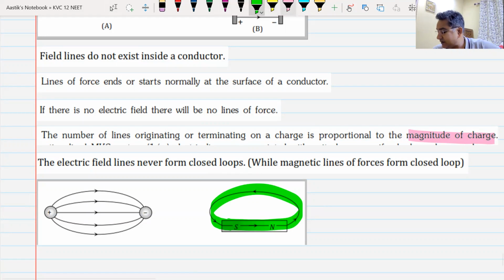But electric field lines are not in a loop. They start from one point and end on the other point. They start from a positive charge and end on a negative charge. Do we see this? That is what I mean by open loop and closed loop. Do we understand this? Yes, sir.